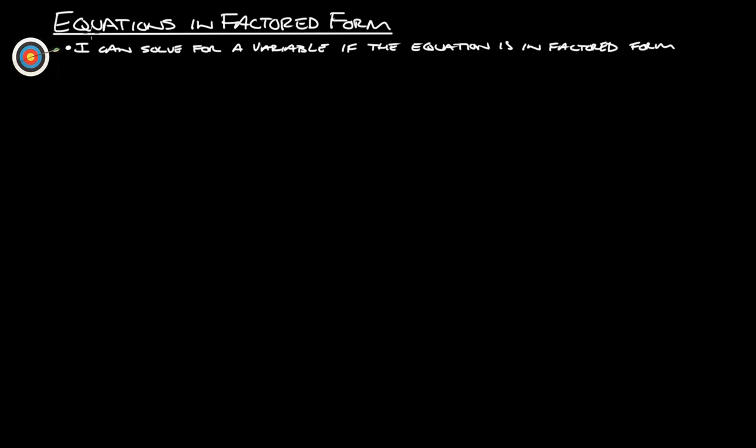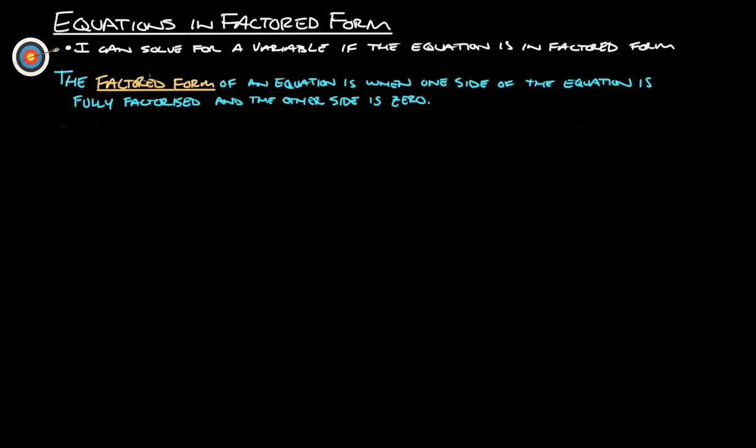I'm going to take you through the notes on equations in factored form. At the end of this, you should be able to say, I can solve for a variable if the equation is in factored form. First, factored form of an equation is when one side of the equation is fully factorized and the other side equals 0.